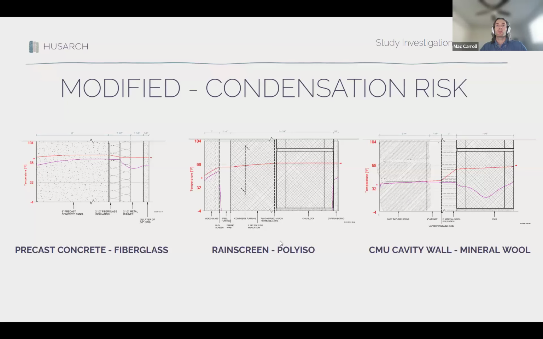And you can see in all of these cases the temperature and the dew point temperature never match. And in the rain screen wall, you're seeing that drop in the dew point temperature because of the WRB on one side and then a vapor barrier on the other.